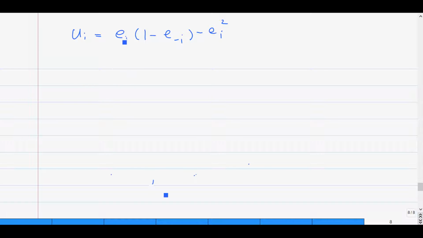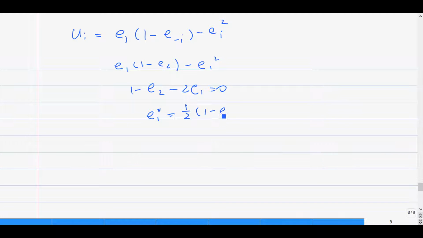When you differentiate with respect to e1 and e2, you get 1 minus e2 minus 2 e1 is equal to 0. So e1 is equal to 1 over 2 times (1 minus e2). That's how I get the best response of 1 given e2, which is equal to half minus half e2.